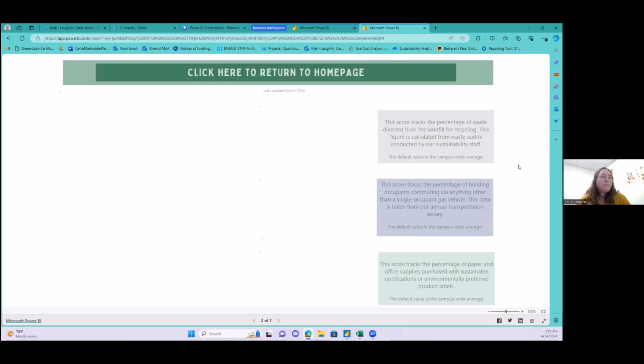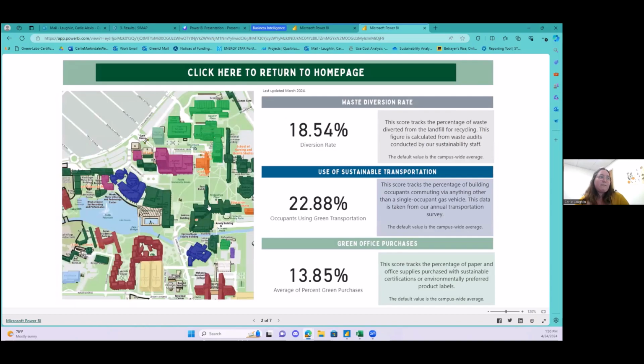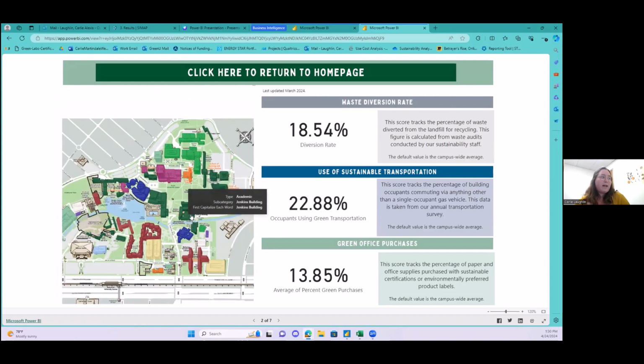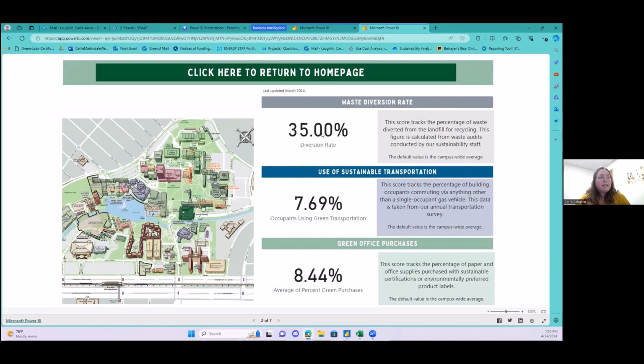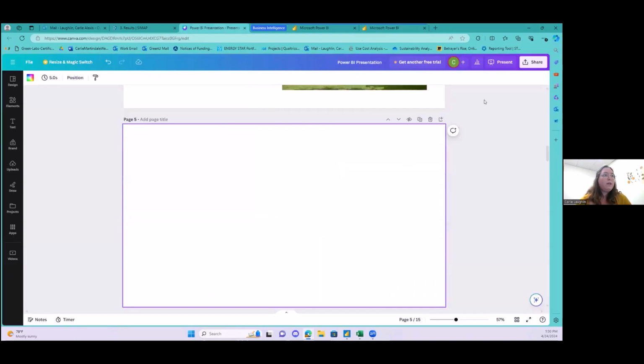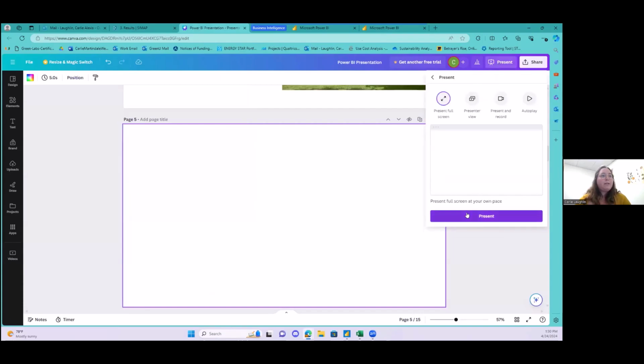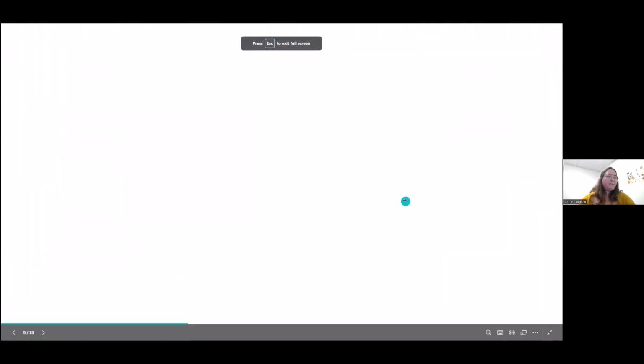But we can also look at behavioral data if we want, and this is something that we also tend to track on the back end to see, are buildings recycling as they should? Are people commuting sustainably? Are they purchasing sustainably? So those are the dashboards.